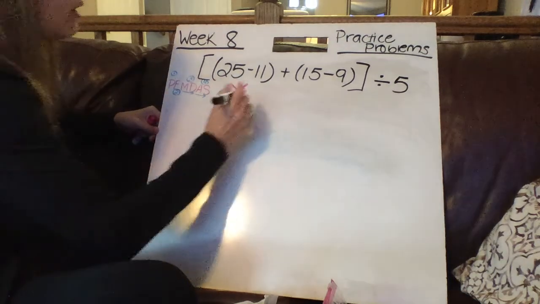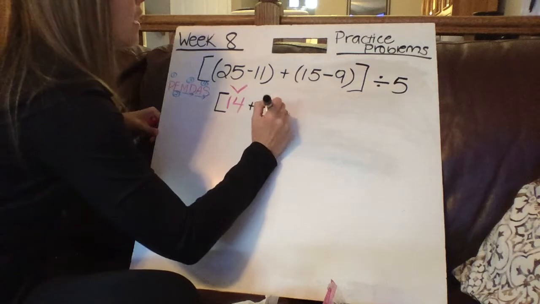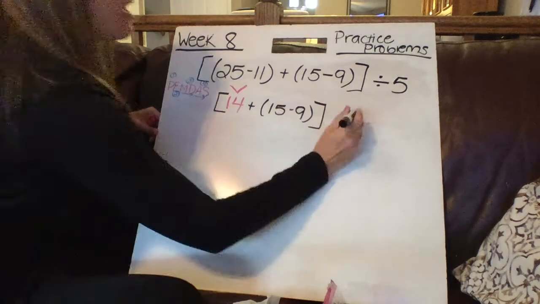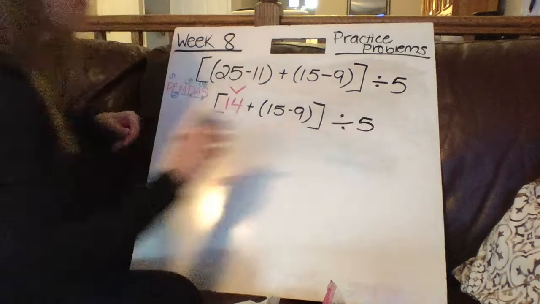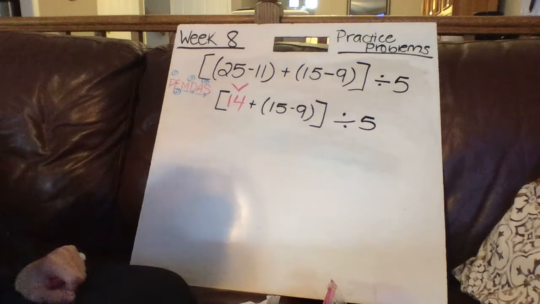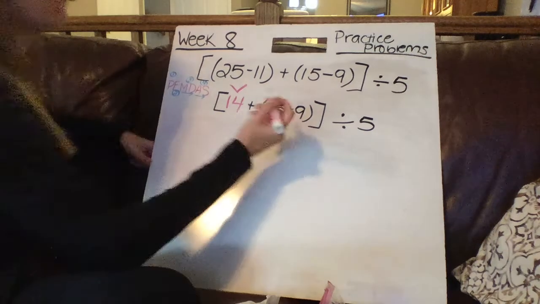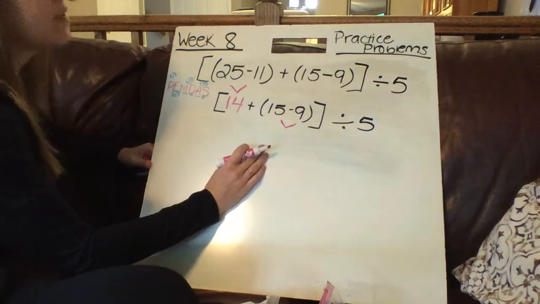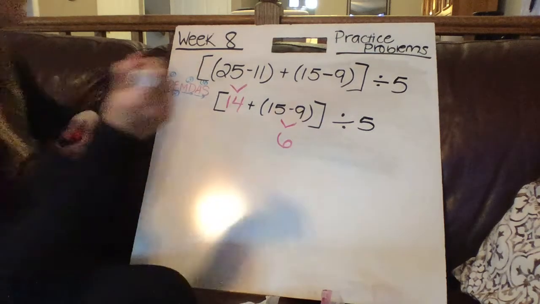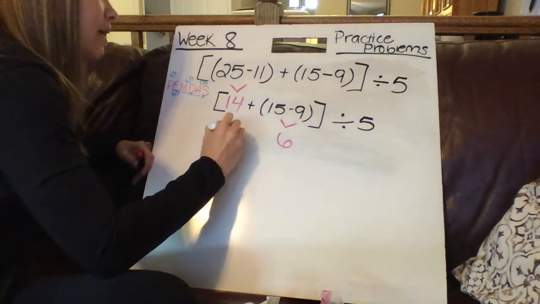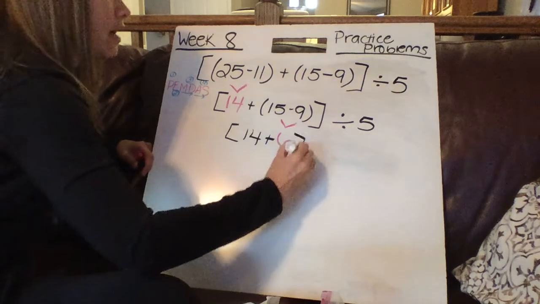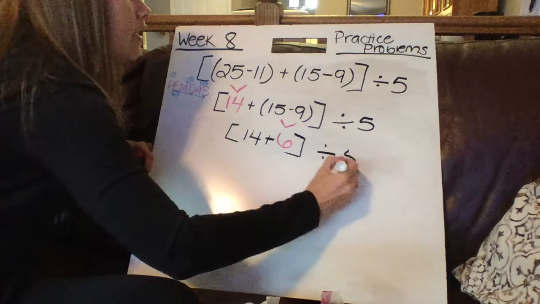So I still have the bracket here, plus, and I still have a set of parentheses here, and that's all in the bracket. And then I'm still dividing by 5. So I still have a bracket, but now I still have parentheses inside that bracket. So I have to go with the parentheses. And 15 minus 9 is going to give us 6. But now I still have the brackets, and 14 plus the 6 here inside those brackets divided by 5.